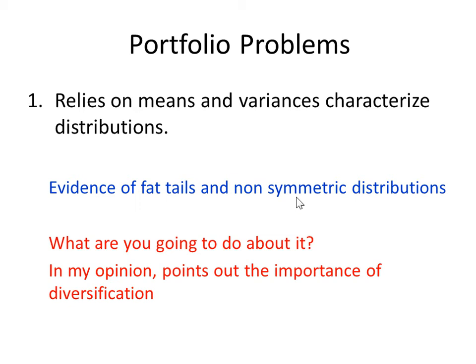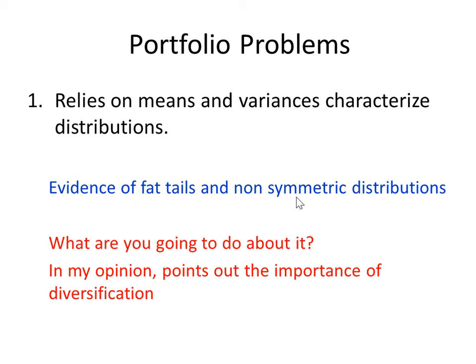Handling it would require full-blown simulation models, and probably what's more critical than the method for looking at how returns would evolve over time is coming up with an estimate of really what are the chances of those adverse events and good events. In my opinion, the existence of fat tails and non-symmetric distributions, but in particular fat tails, points to the importance of diversification. We know, based on history, that adverse events are going to happen, and they will happen again.